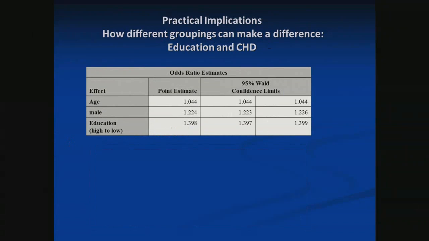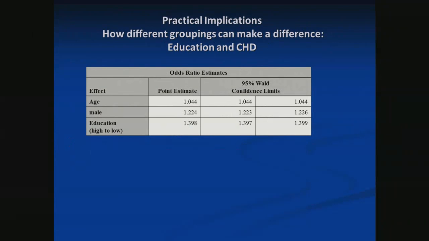Okay, so again, another example. So I have age, I have male, and now I have education, high to low education. So how do you interpret this education odds ratio? So this is ordinal, and it makes sense that it's ordinal.